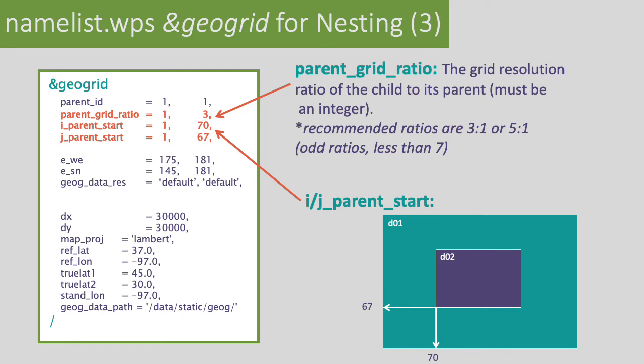iParent start and jParent start should be set to indicate the start location of the bottom left corner of the nest within its parent. Here the starting location is 70 spaces over in the I direction and 67 spaces up in the J direction.